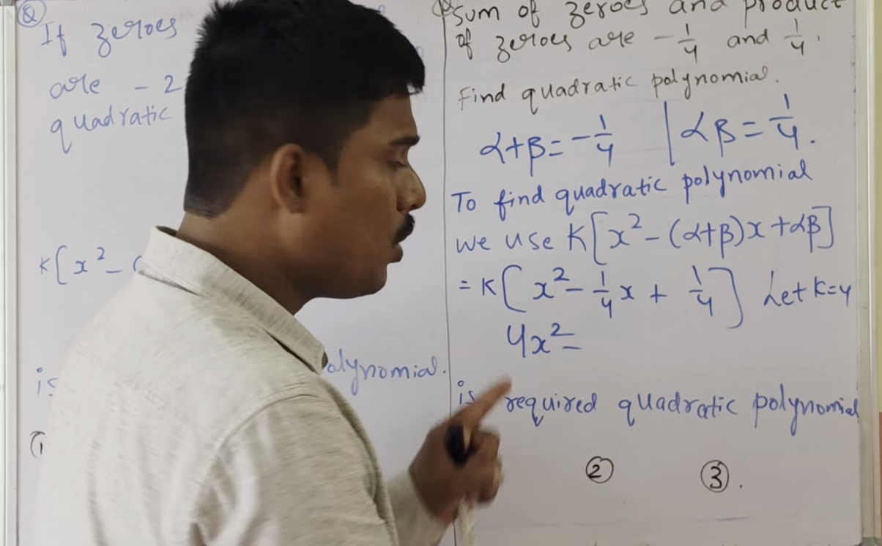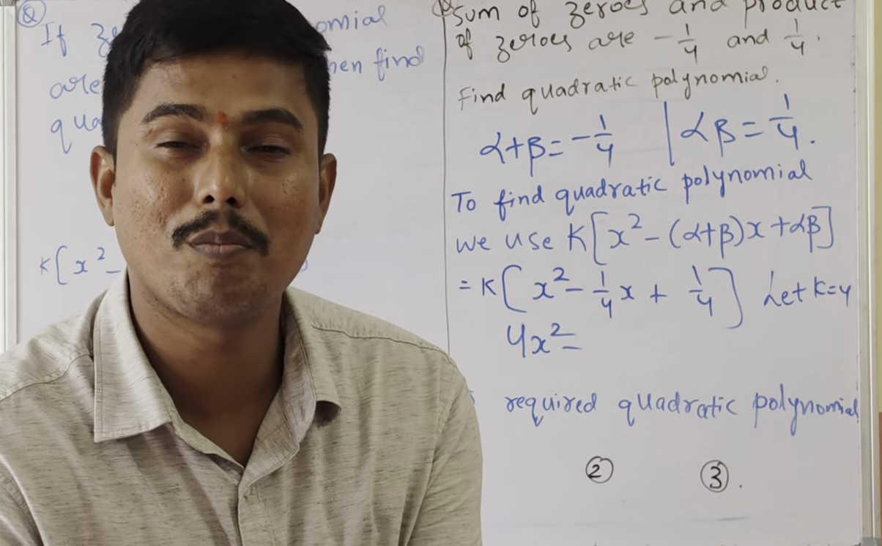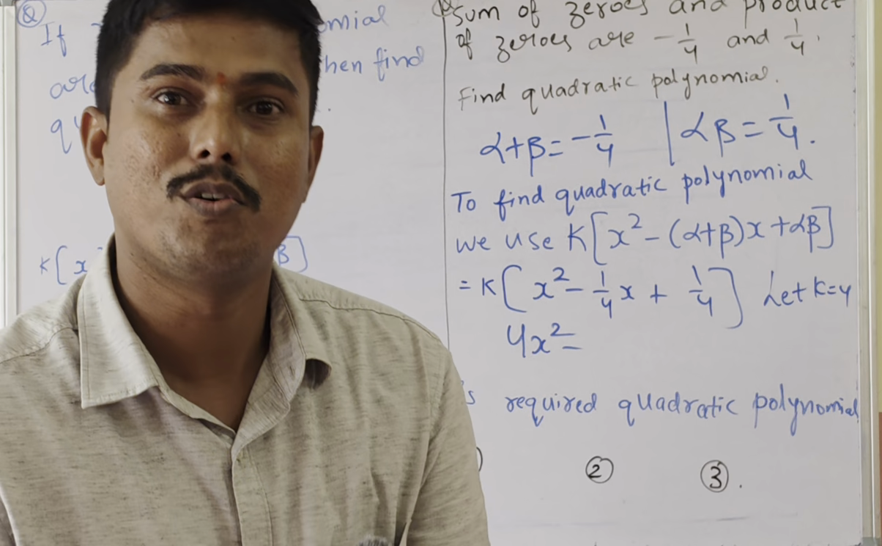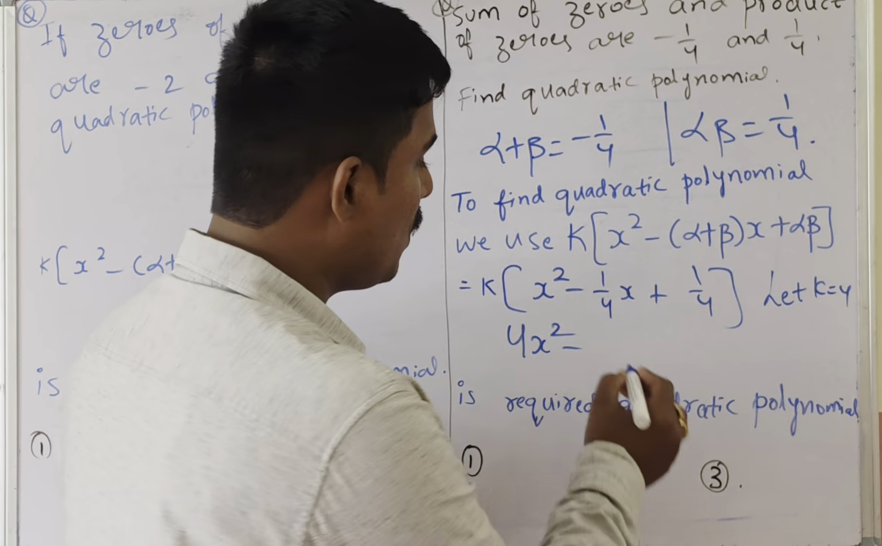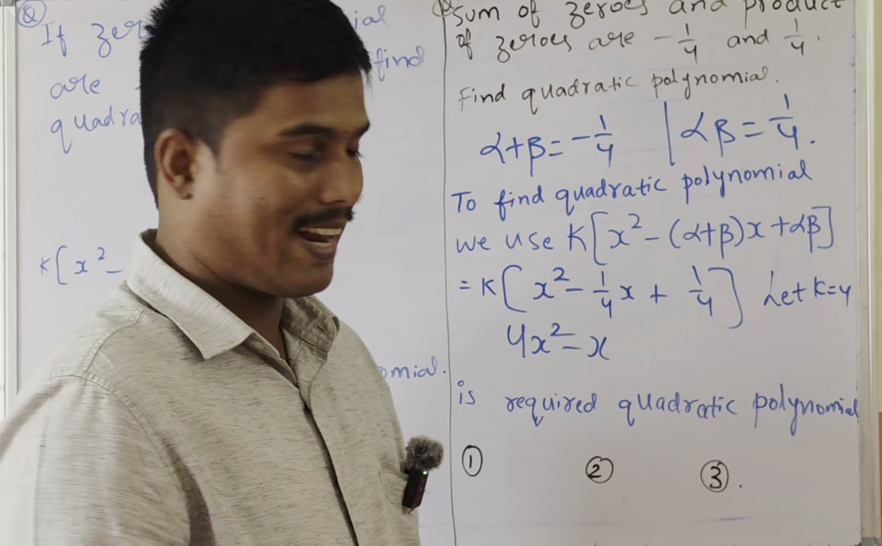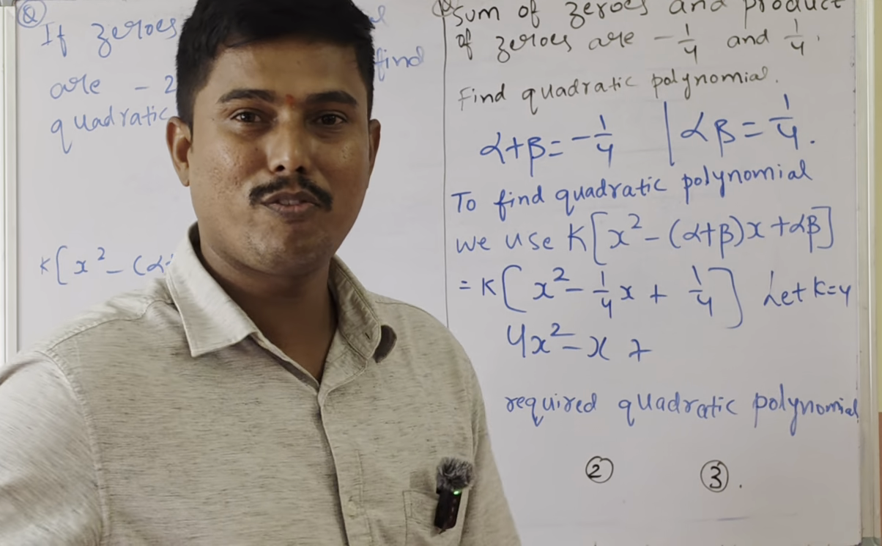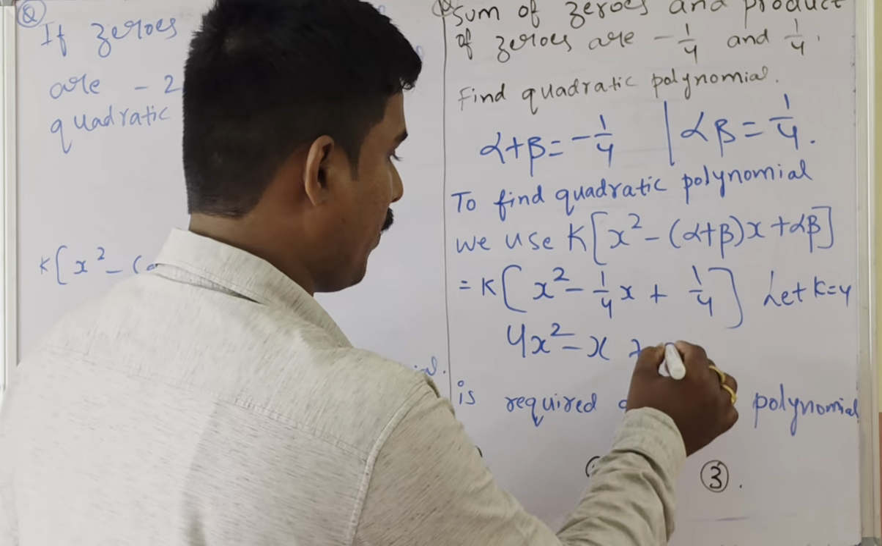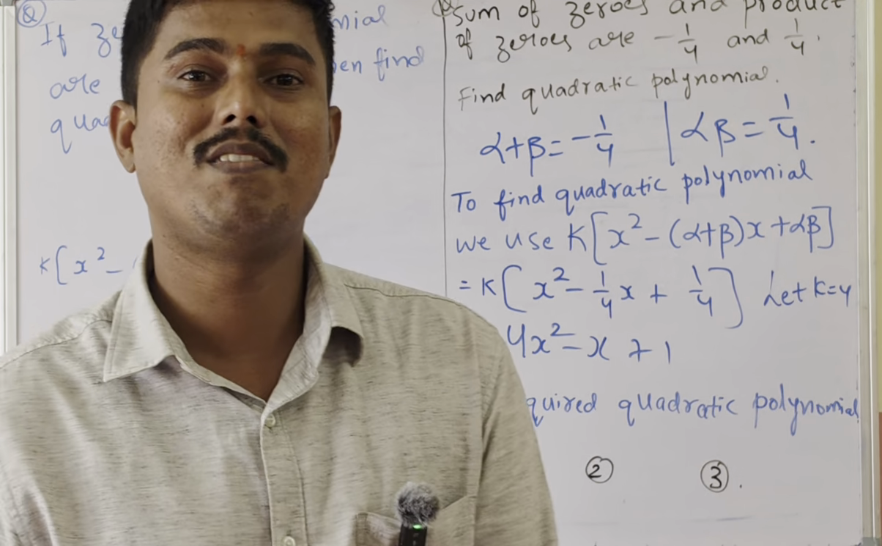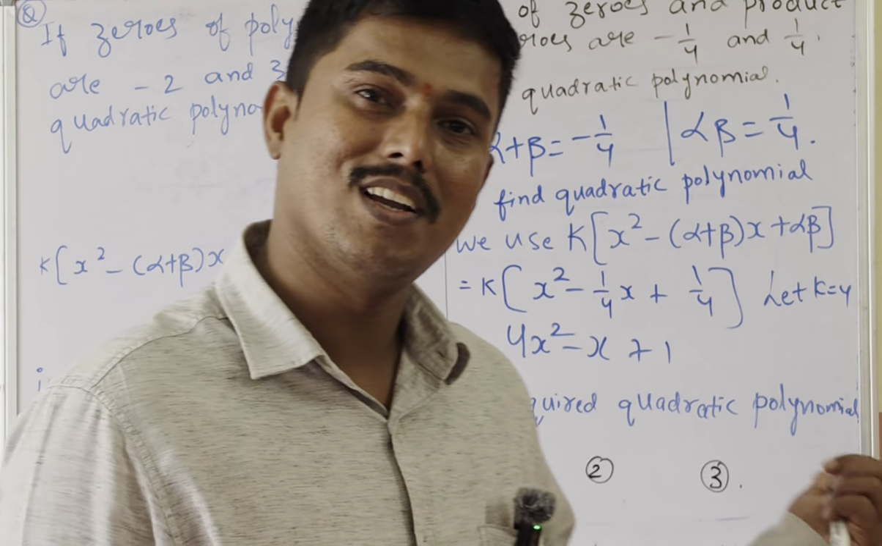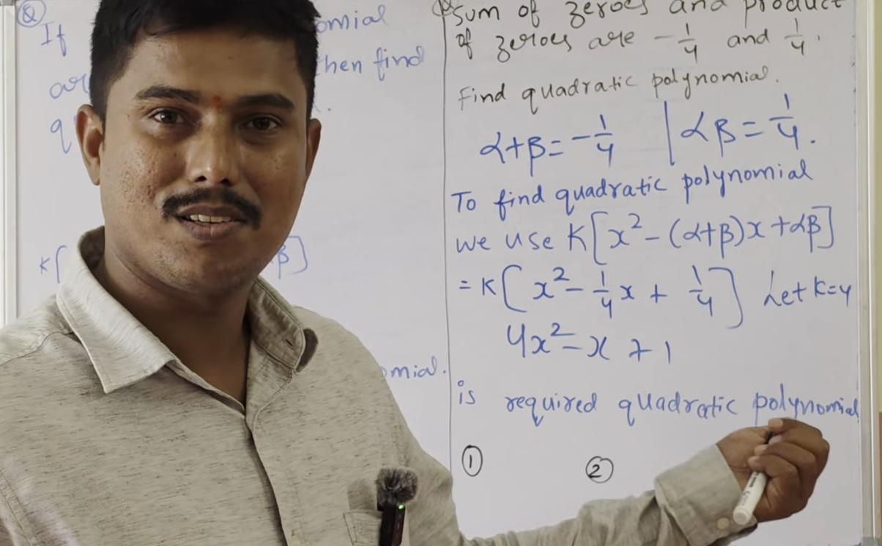Keep the minus. 4 into 1 by 4: the 4 in the numerator and the 4 in the denominator cancel each other, so minus x. Again plus 4 into 1 by 4, the 4s cancel each other, 1 is left. So what is the required polynomial when the sum of zeros and product of zeros are given? 4x squared minus x plus 1.